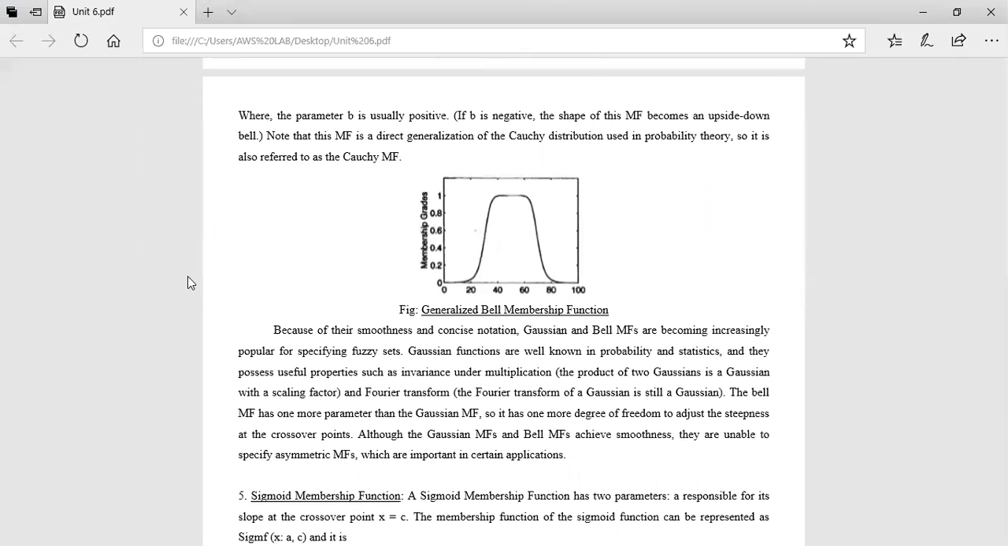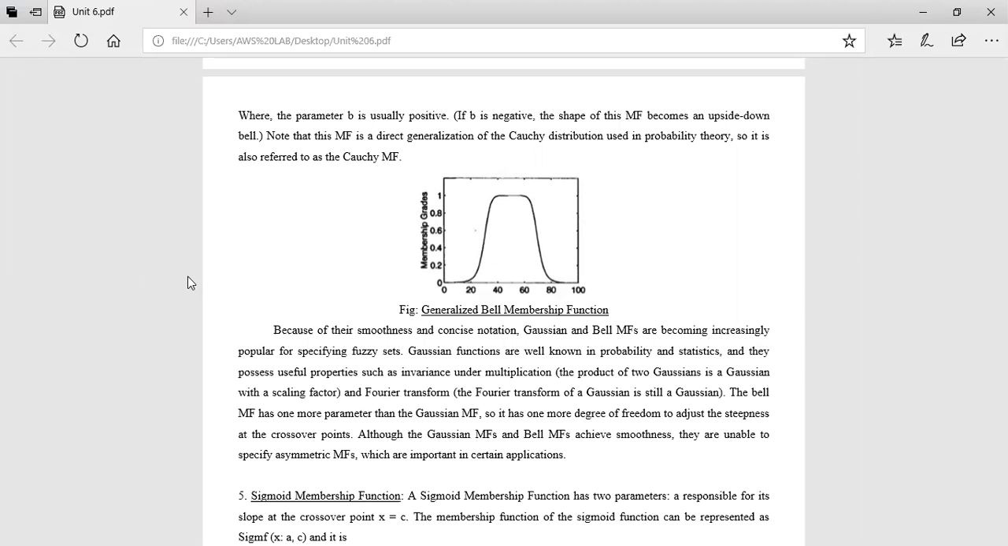So here A, B, C, three values will be available, right? So this is how we can represent the generalized Bell membership function. See, because of the smoothness and concise notation, Gaussian and Bell membership functions have become increasingly popular for specifying fuzzy sets. We already discussed what is fuzzy, the different types of fuzzy sets, the properties we can apply on fuzzy sets, and the operations on classical sets. We have gone through all this in the last class, right?